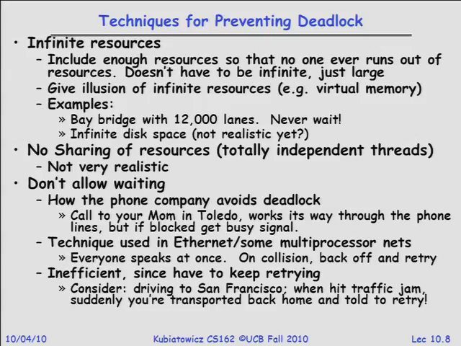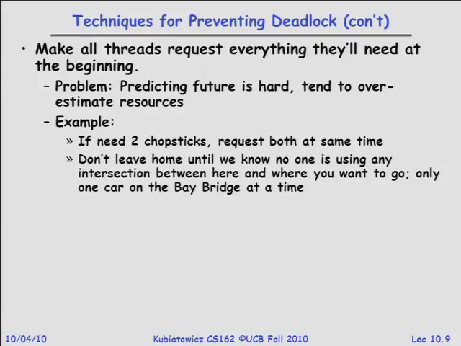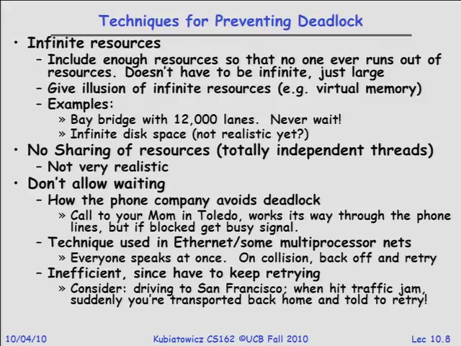Consider the case where you drive to San Francisco. Every time you hit a traffic jam, you're suddenly teleported back home. Okay? That would be pretty annoying, but that's kind of what hold and wait is like. And you've got to combine that with 12,000 lanes, and then maybe you'll actually make it to San Francisco. Any questions on these first ones before we talk about more practical ones?